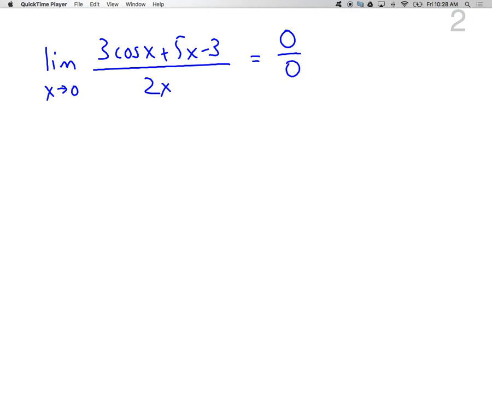You must check that every time with L'Hopital's. You can't just automatically assume that every problem I give you is going to be L'Hopital's from this point on, and you just L'Hopital the crap out of everything. Therefore, we apply L'Hopital's rule. Take the derivative of the top. What's the derivative of the top? Negative 3 sine x plus 5, and the bottom? 2. Outstanding. Do it again.